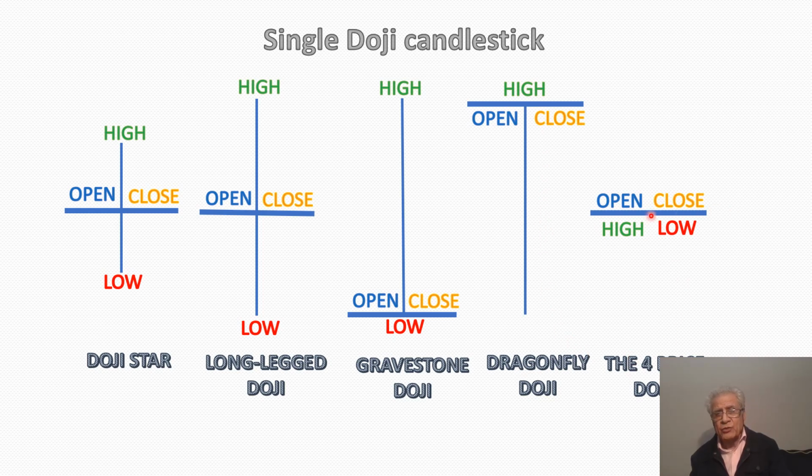This is the four-price doji. Open, close, high, and low are at the same place. That's the unique pattern with the ultimate low volatility and indecision in the market. So these are the five single doji candlesticks.